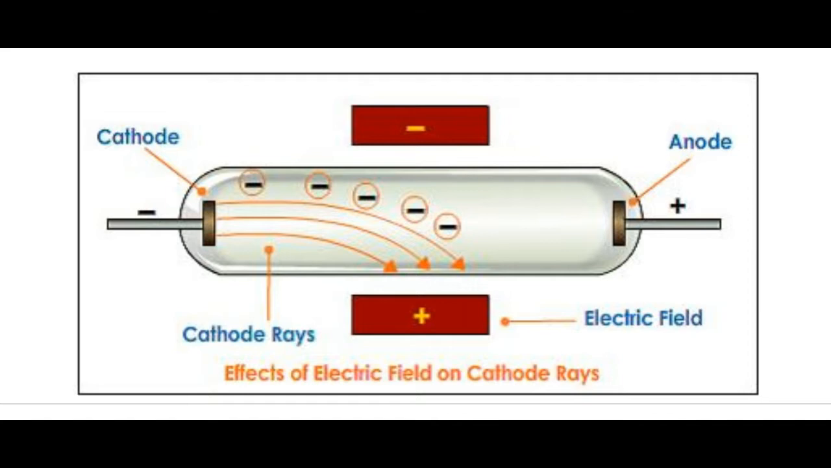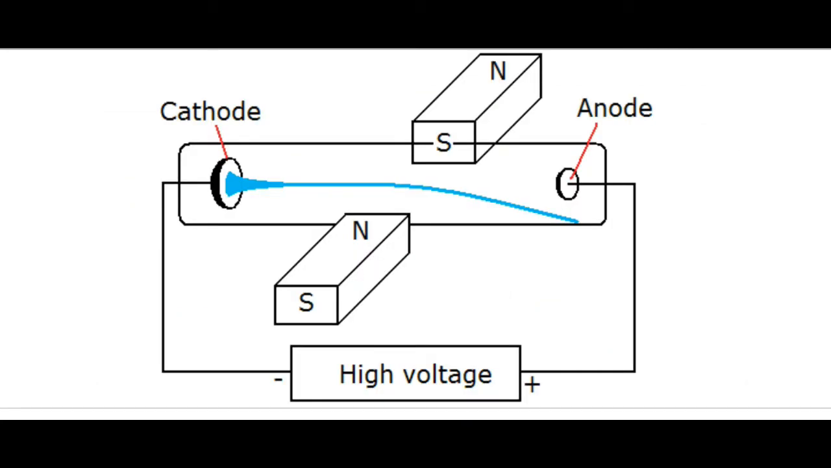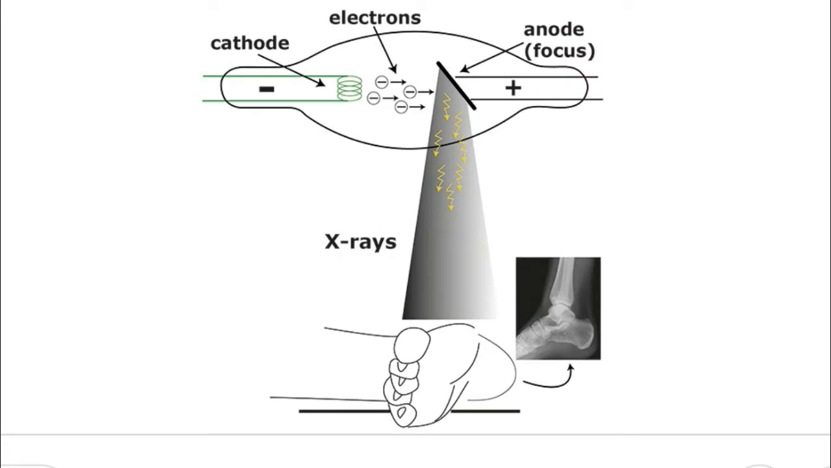Cathode rays are negatively charged. Cathode rays are deflected towards the positively charged plate in an electric field. Cathode rays deflect in a direction perpendicular to a magnetic field. Fleming's left-hand rule gives the direction of movement. Cathode rays can produce X-rays when they hit a metal target.